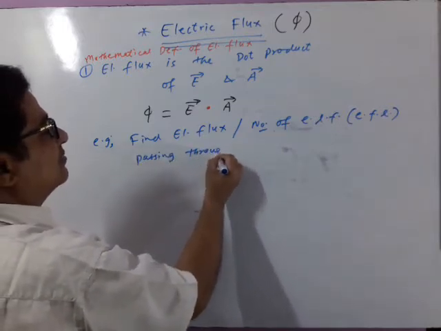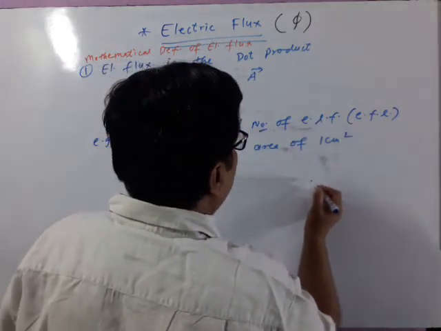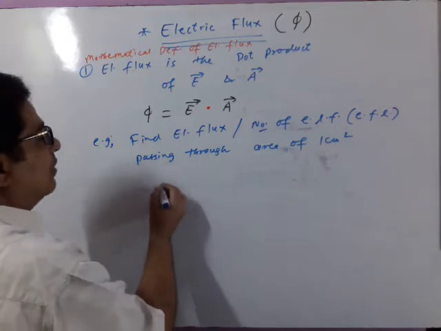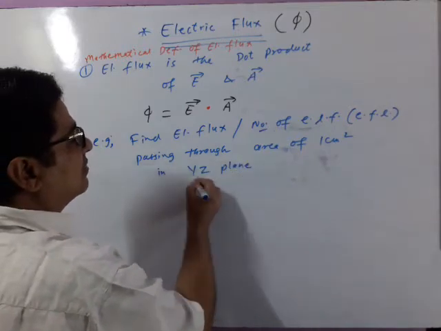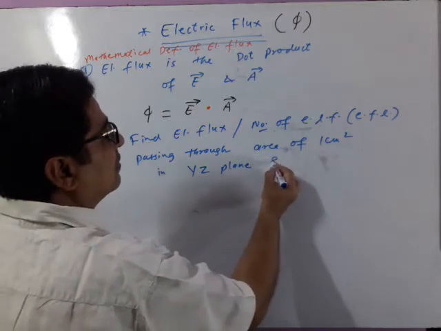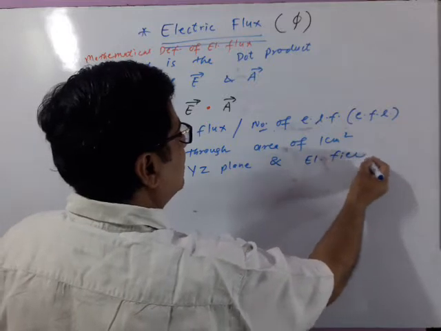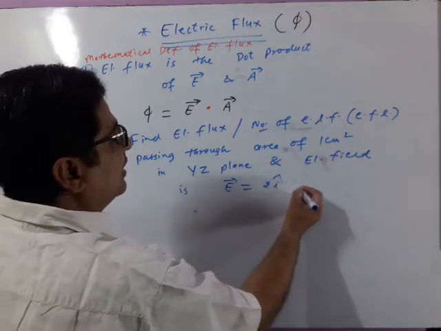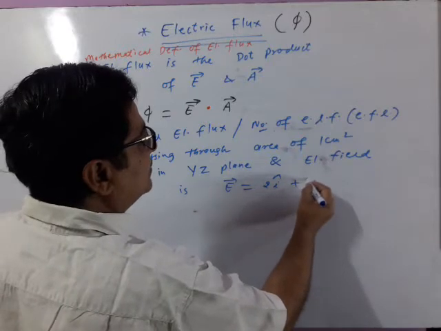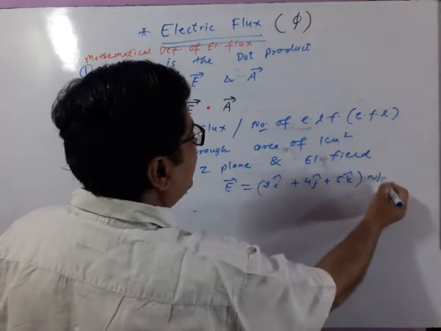passing through an area of 1 centimeter square in the YZ plane. And the electric field is given, E vector is 2i cap plus 4j cap plus 5k cap Newton per coulomb.